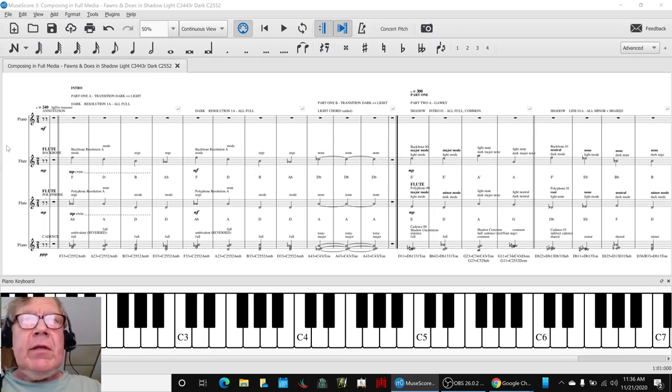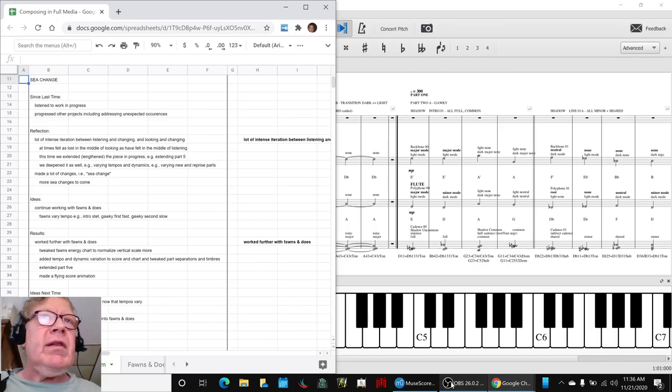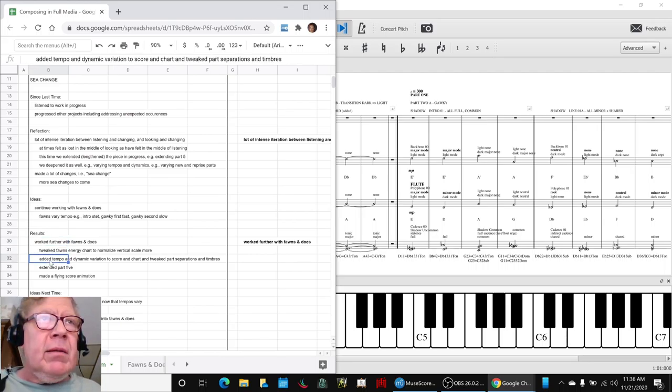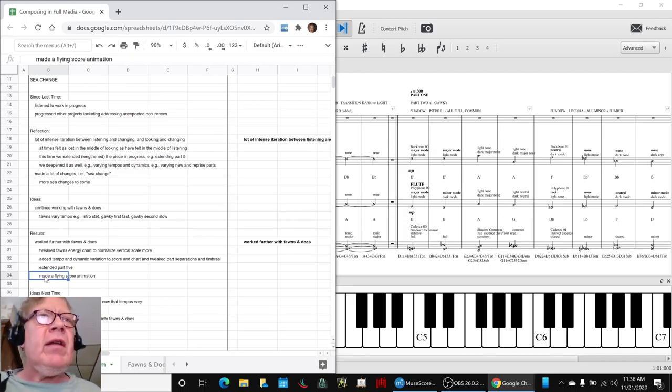Ladies and gentlemen, this is a recap of Composing in Full Media Part 62, Sea Change. In today's episode, we set out to work further with the Fawns and Does piece. We tweaked our energy chart. We added more variation and extensions and made a flying score animation, which we're going to share with you in a minute.